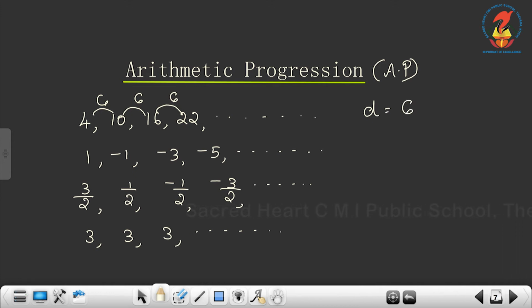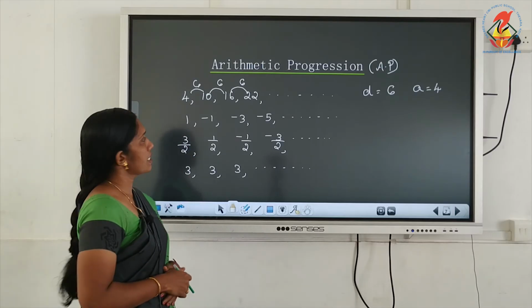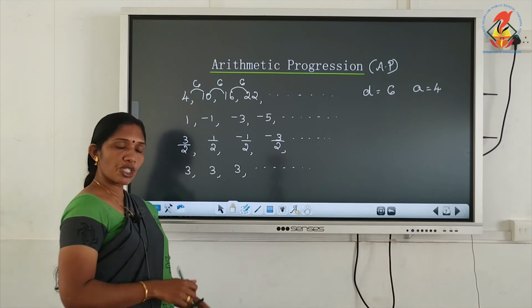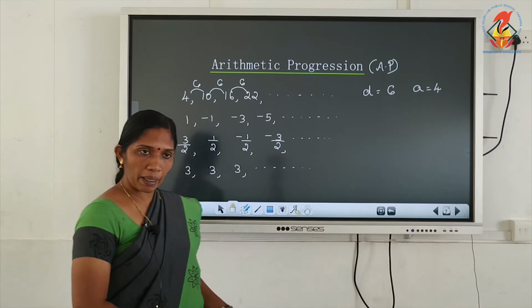And first term is 4. Okay, first term notation is A, A or A1. Now look at the next sequence. Is it an AP? What is the difference? How to check whether the given sequence is an AP?